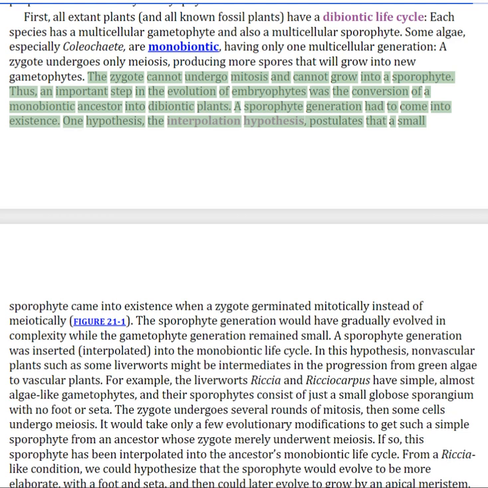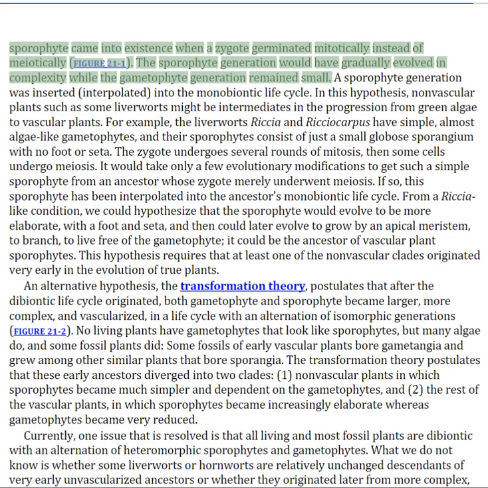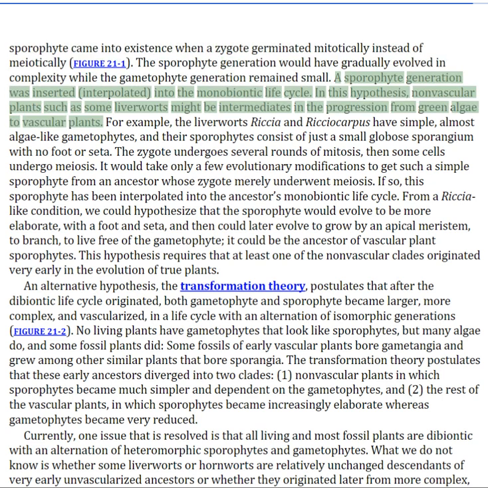One hypothesis, the interpolation hypothesis, postulates that a small sporophyte came into existence when a zygote germinated mitotically instead of meiotically. The sporophyte generation would have gradually evolved in complexity while the gametophyte generation remained small. A sporophyte generation was inserted into the monobiontic life cycle. In this hypothesis, non-vascular plants such as some liverworts might be intermediates in the progression from green algae to vascular plants.